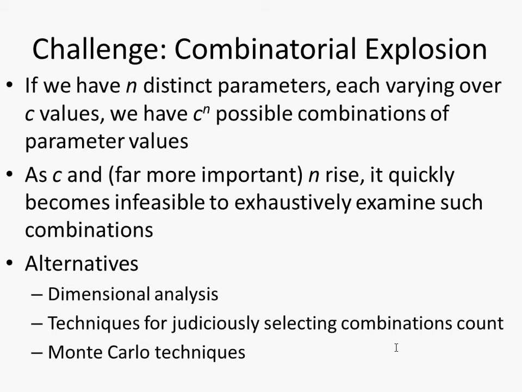2 times 2 times 2, right? 2 for the first, 2 for the second, 2 for the third. With 10 values, 10 for the first, 10 for the second, 10 for the third. So in general, it rises as if we have n parameters that we're sweeping, and suppose, without loss of generality, we'll assume 10 values for each. We have how many possible combinations?